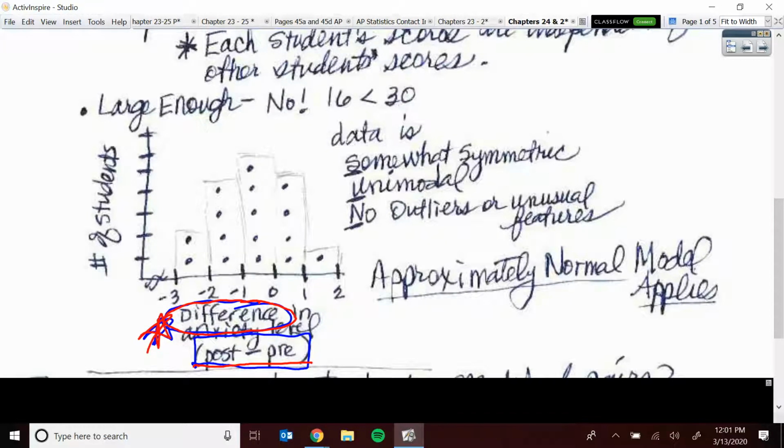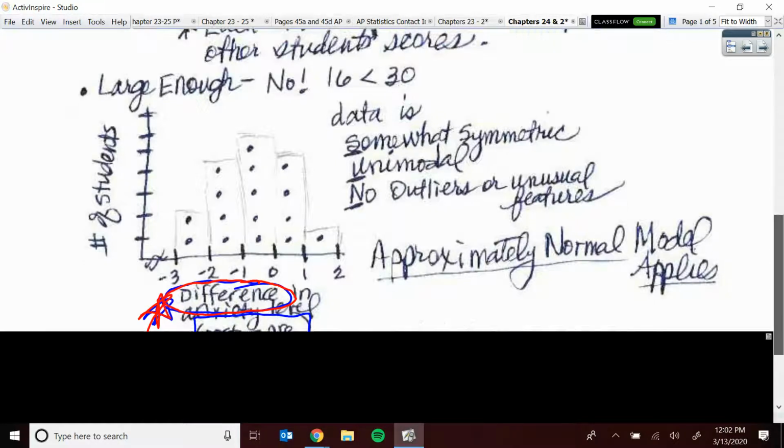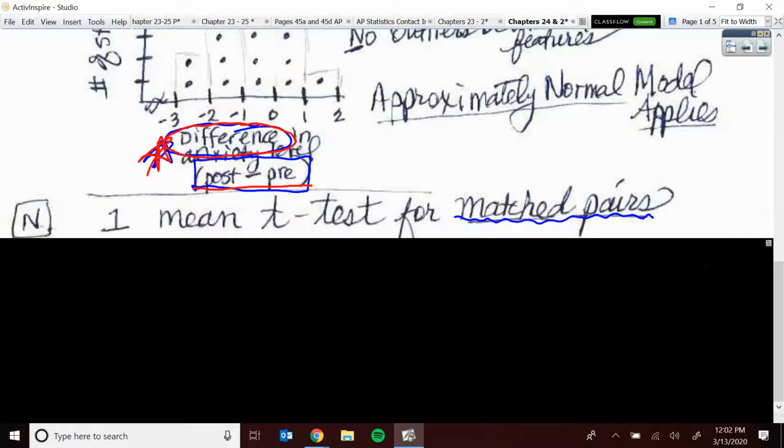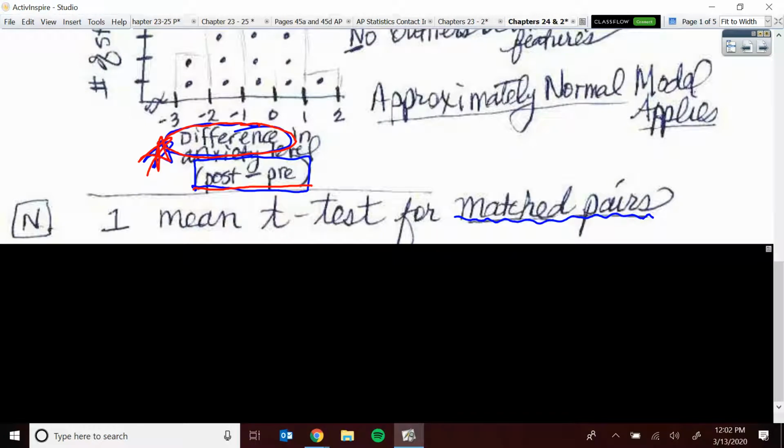So then you can do bars or your dots. You put them in your bins. And I can see that the data is somewhat symmetric, unimodal, and has no outliers. So my approximately normal model applies. Questions there? Okay. So now this is a one mean t-test for matched pairs.